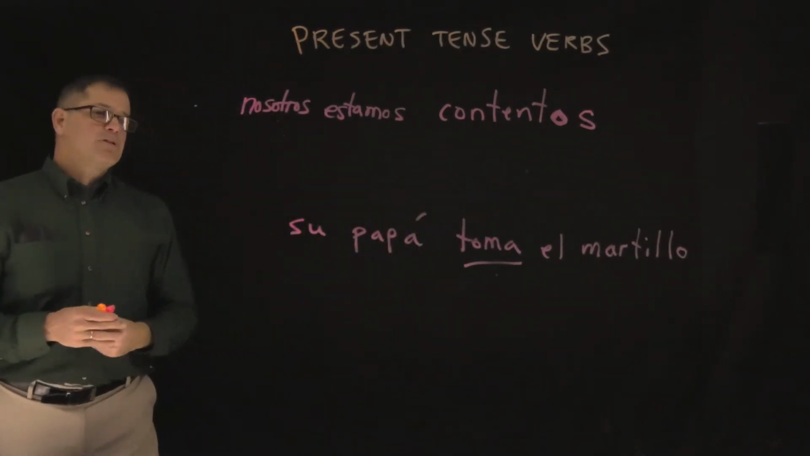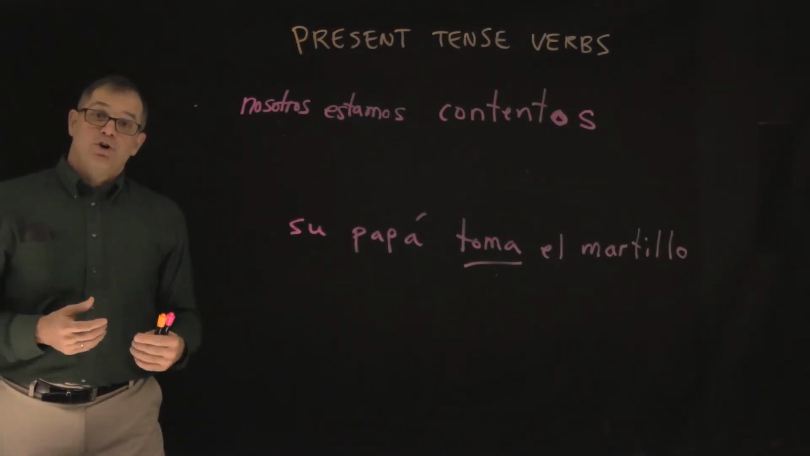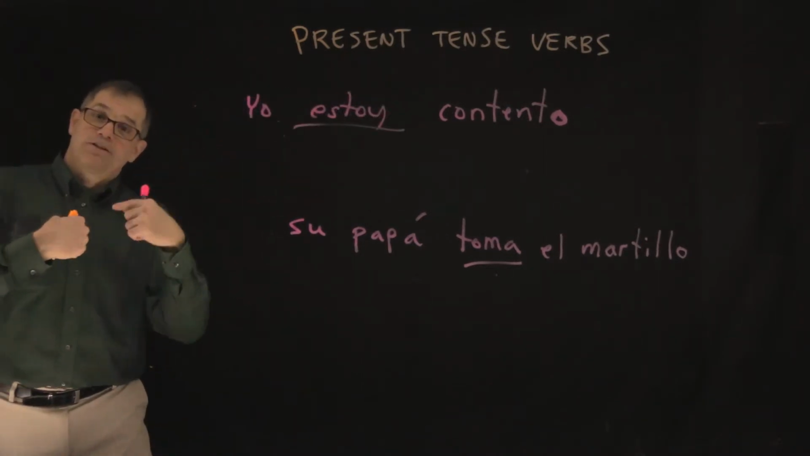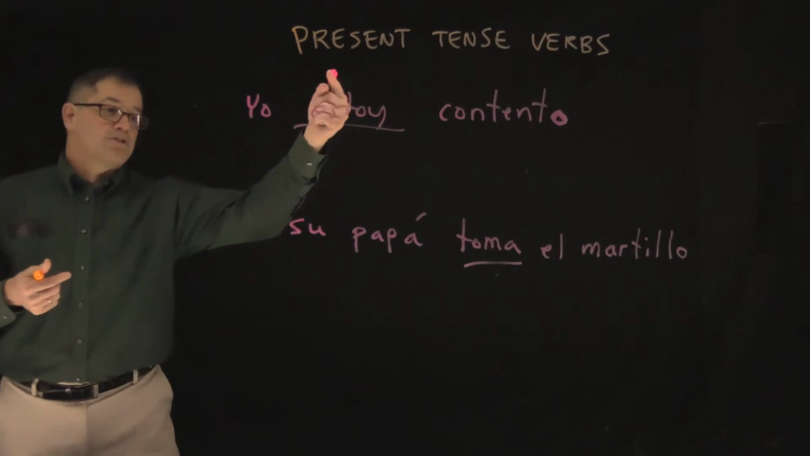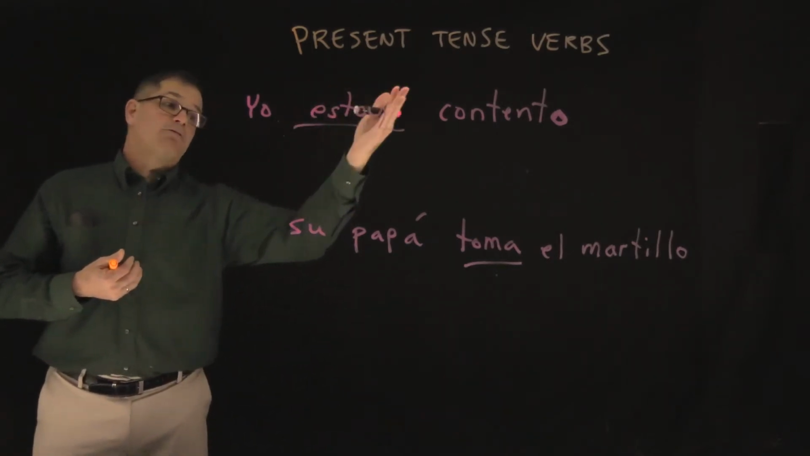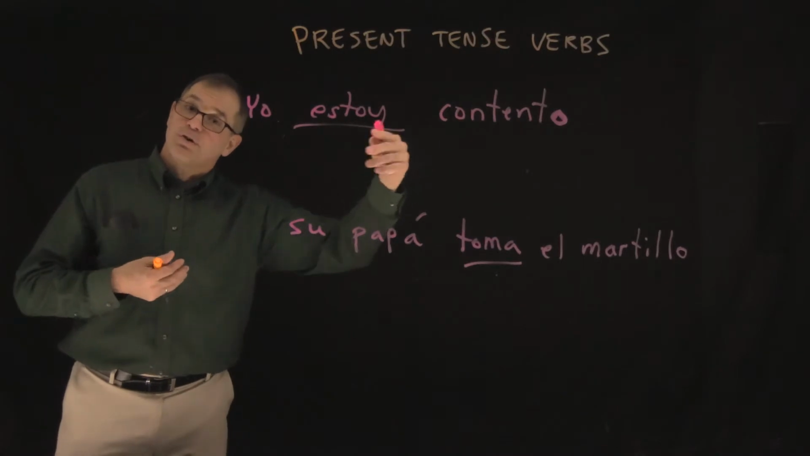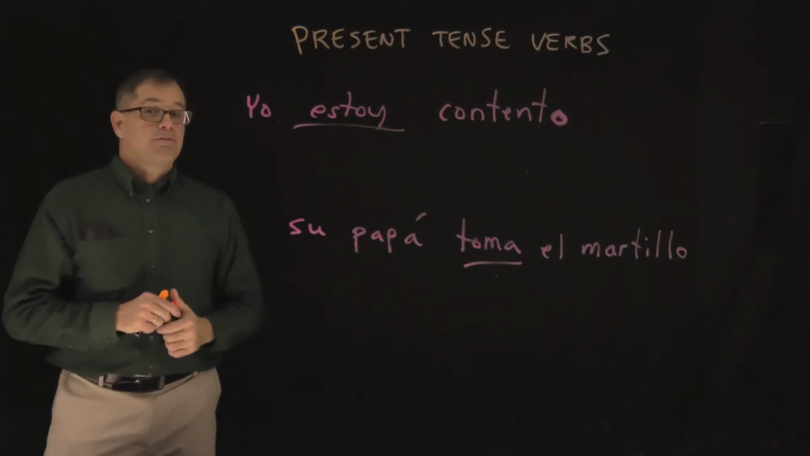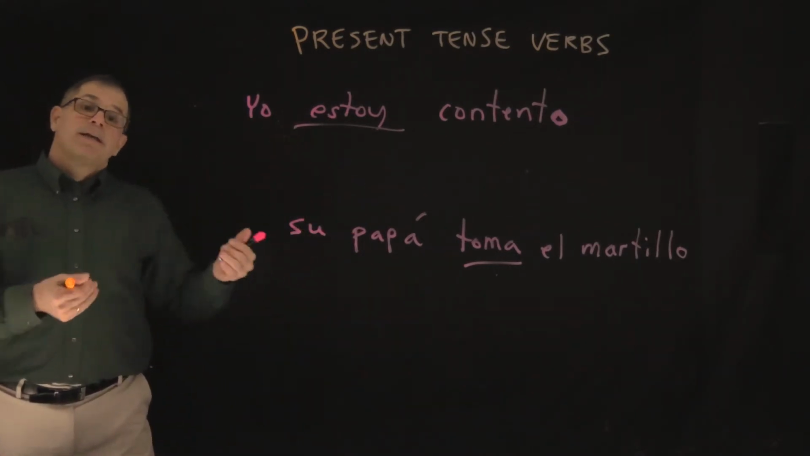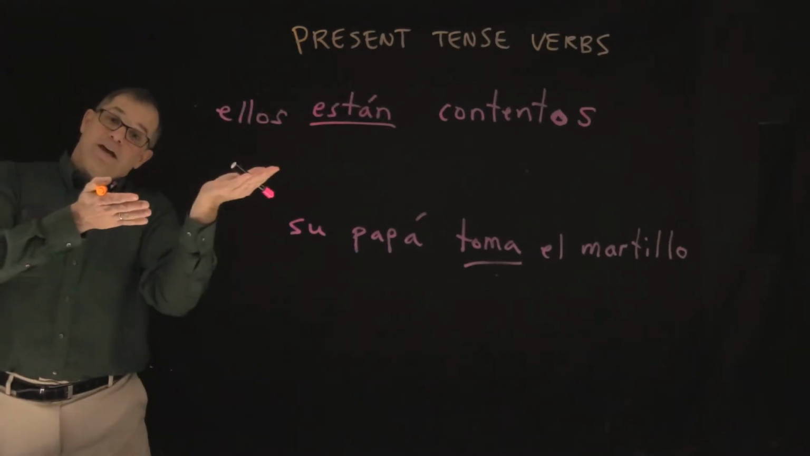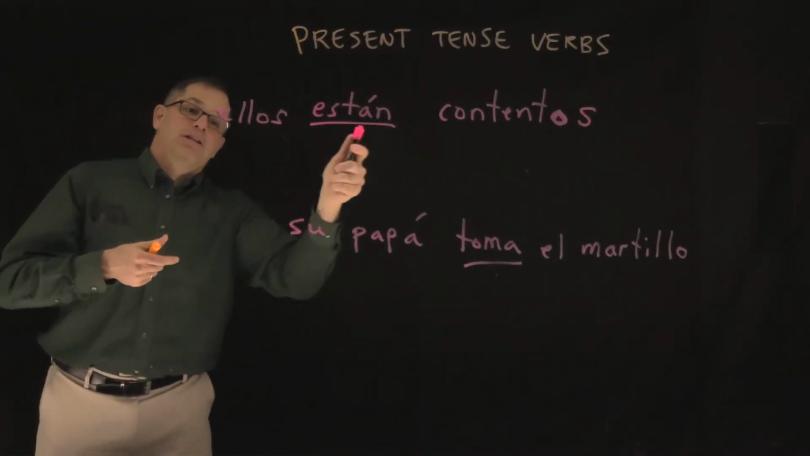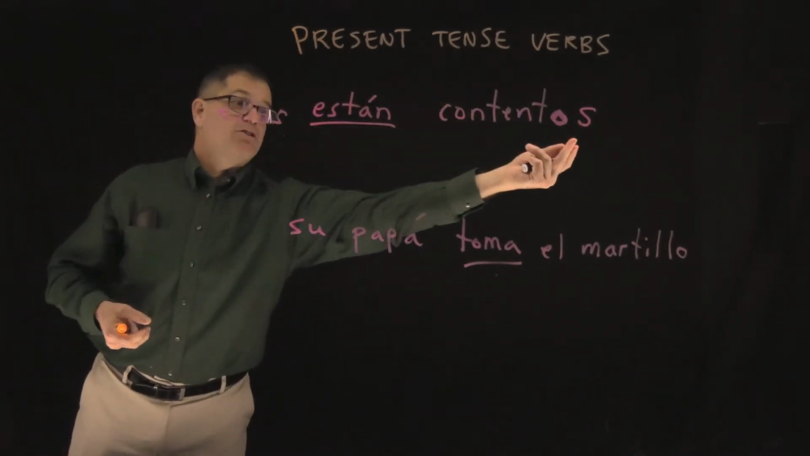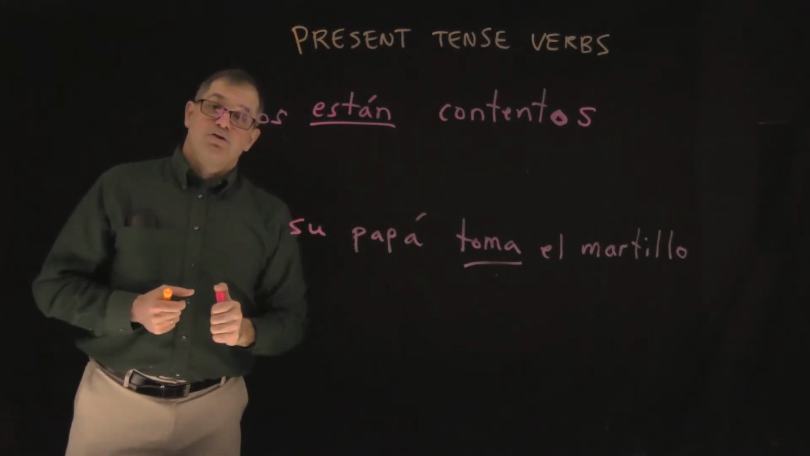Okay? But then what happens if, for example, we say, yo estoy contento. Now we have changed it to I am happy. Yo, and I have to change my verb again to estoy. I've also changed the adjective back to contento, singular, because I'm just one person. Okay? Then let's try one more. What if I said, ellos están contentos. There we have ellos están contentos. Changing my person again. Need to change my verb to están. And then now I've had to change my adjective back to an S because ellos is plural.